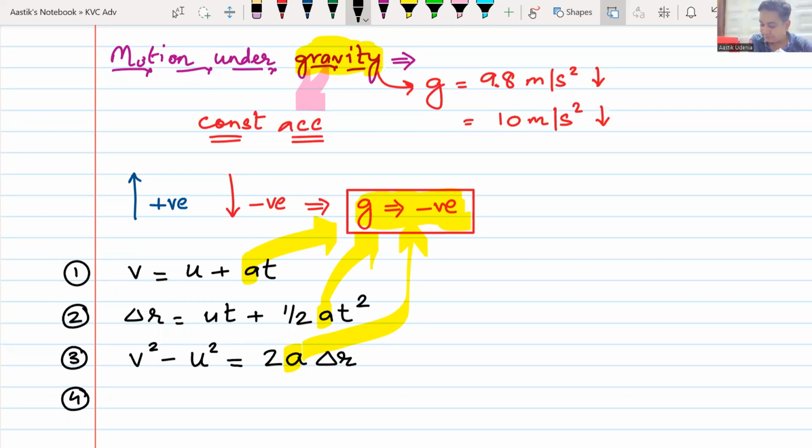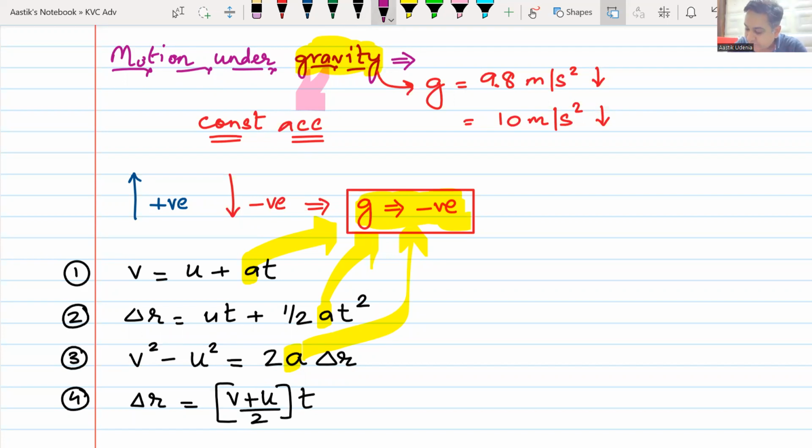Formula number 4, my dear friends. Formula number 4, my favorite: delta R equal to U plus V by 2 into T. Delta R, displacement, will be V plus U by 2 multiplied by T. Well done. That is equation number 4.